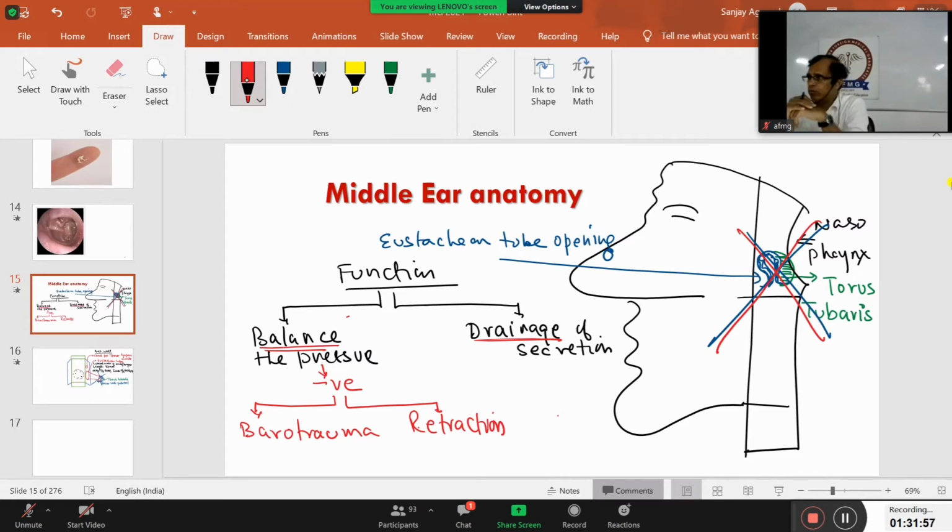But these two I'll tell you now, barotrauma and retraction of the tympanic membrane. What does barotrauma mean? Baro means what? Pressure. So trauma due to sudden change of pressure is called barotrauma. When do you usually experience barotrauma? In the flights. We have all experienced barotrauma some point in our life while flying. Suddenly your ear gets blocked, isn't it? That's barotrauma.